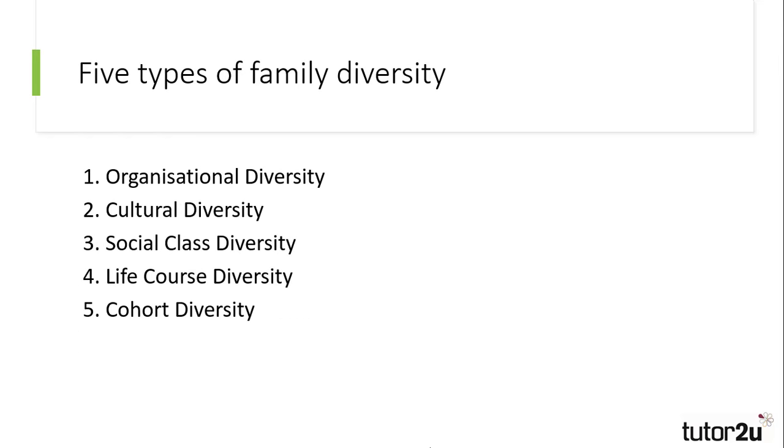The types of diversity they identified are highlighted here. Firstly, organisational diversity, focusing on the structure and organisation of gender roles within the family. Secondly, cultural diversity, focusing on the social backgrounds of different families based upon their ethnic background. A third form of diversity was social class diversity, with the Rappoports arguing that middle class and working class families had different structures and organisation.